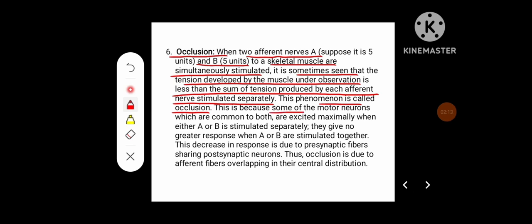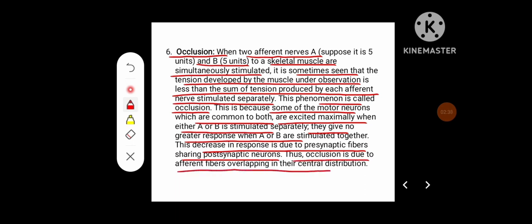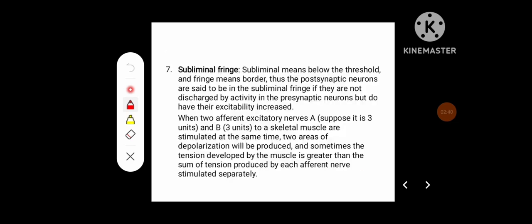This is because some of the motor neurons, which are common to both, are excited maximally when either A or B is stimulated separately. They give no greater response when A and B are stimulated together. This decrease in response is due to the presynaptic fibers sharing postsynaptic neurons. Thus, the occlusion is due to the afferent fibers overlapping in their central distribution.